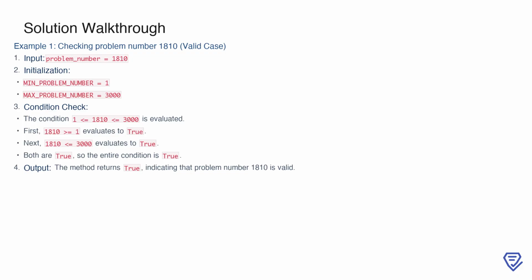First, the condition 1810 greater than or equal to 1 evaluates to true. Then, the condition 1810 less than or equal to 3000 also evaluates to true. Since both parts of the condition are true, the entire condition is true. As a result, the method returns true, which indicates that problem number 1810 is indeed valid.